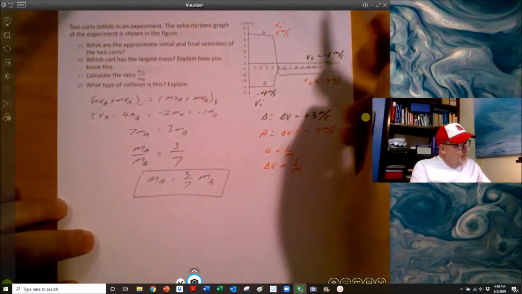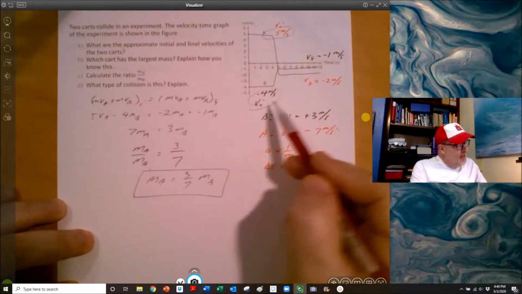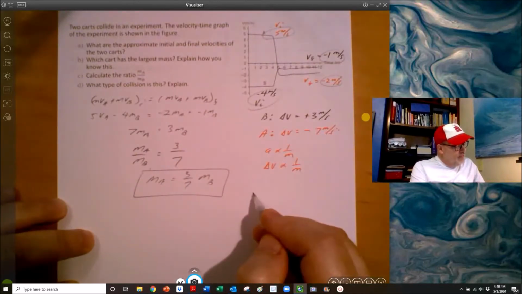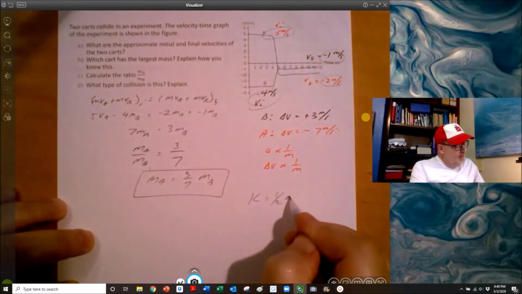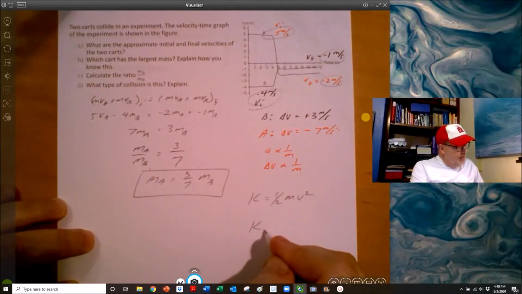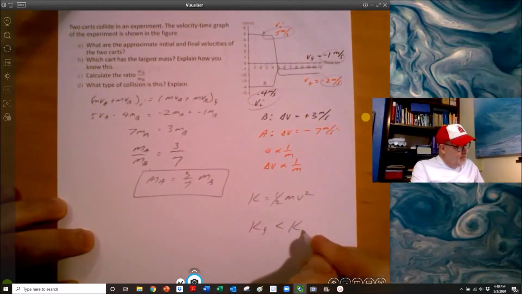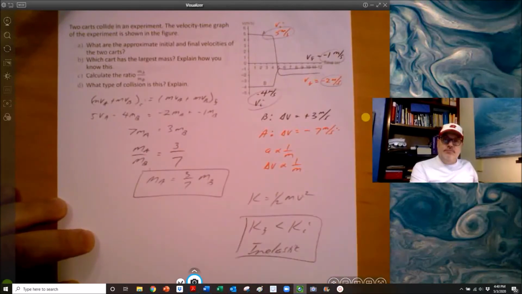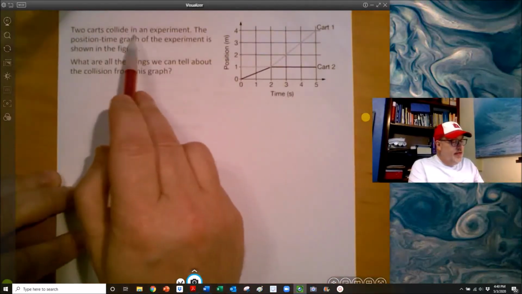And look at our velocities. We start with big velocities and end with smaller velocities. And since kinetic energy is 1/2 mv squared and our velocities have decreased, we know that our final kinetic energy will be less than our initial kinetic energy, so it's inelastic. Done.